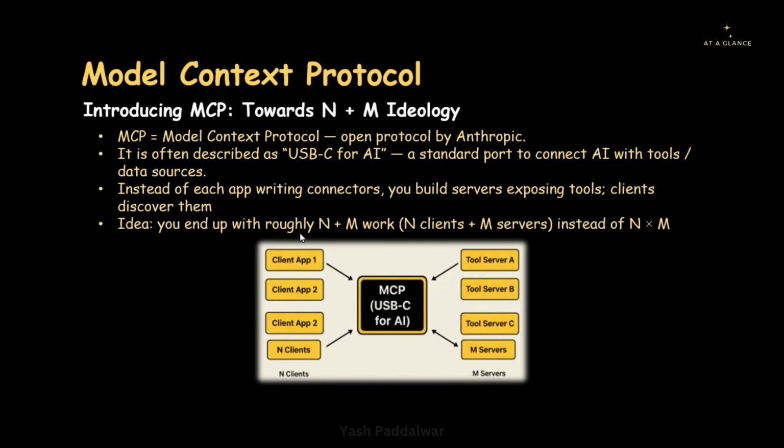So finally you end up with roughly n plus m work, that is n clients plus m servers. These are nothing but the number of connectors that we will be having instead of n cross m number of connectors. I hope this simple ideology is clear to you all. Even if it is still blurry or unclear, don't worry, we'll be looking into an example in the upcoming slides which will clear all your doubts.